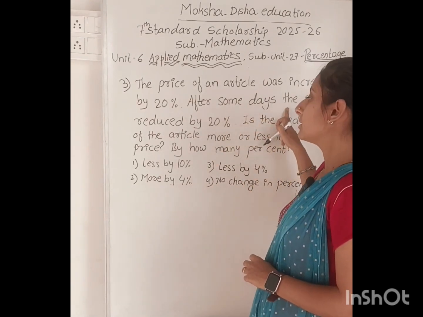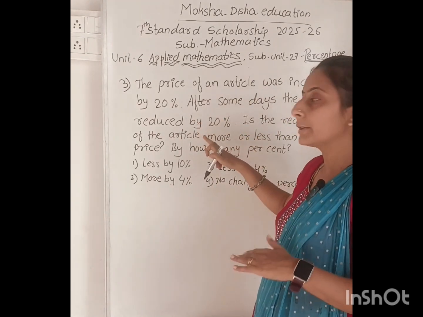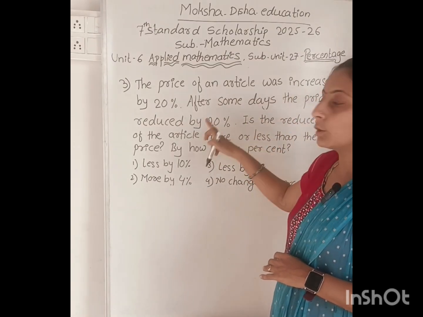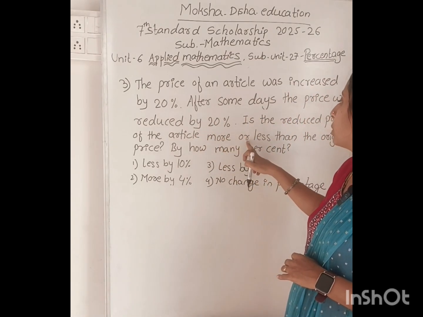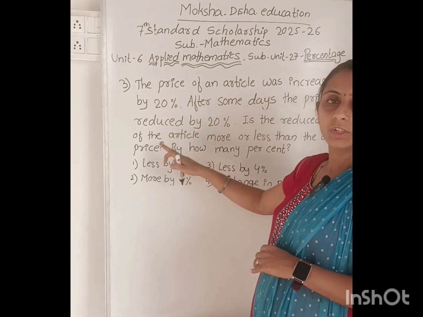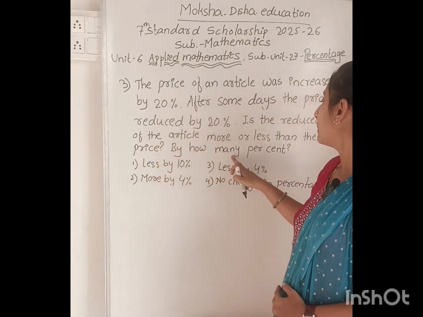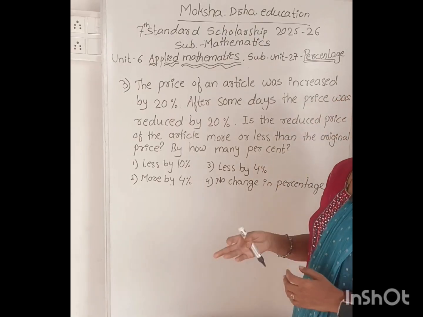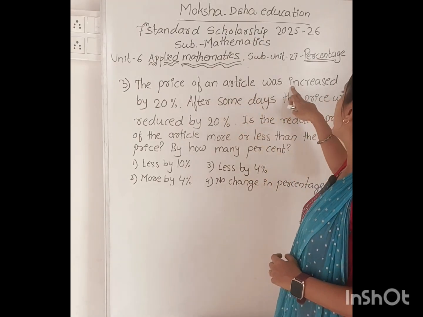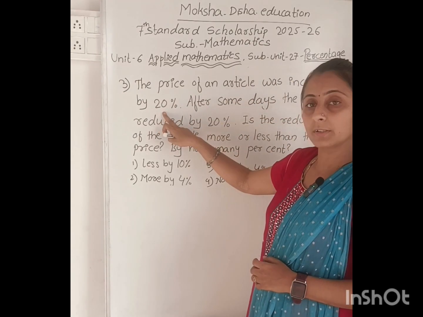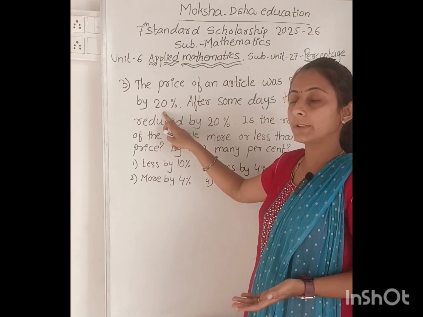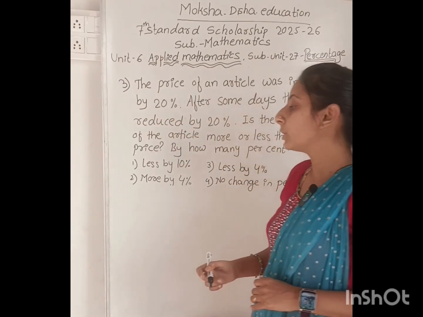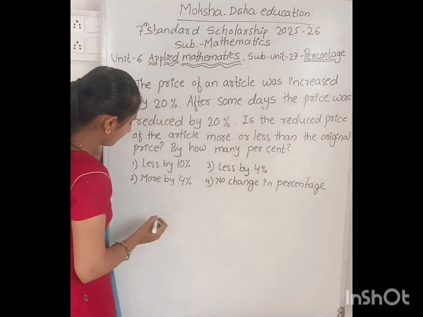After some days the price was reduced by 20%. Is the reduced price of the original article more or less than the original price? By how many percent that we have to find out. See, first what they have done? They increased the price by 20% and after some days again they reduced the price by 20%. So let's solve this example.